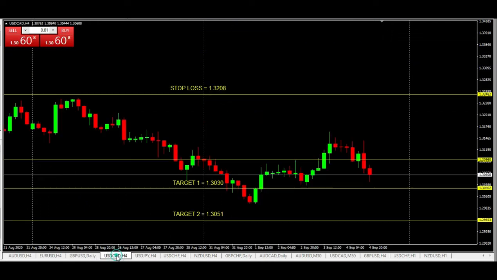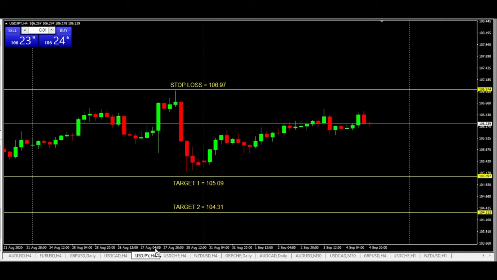Then we had the USD Canadian dollar, in which we got our first target, and then it went back up and then started coming back down. So next week hopefully we're going to get our target 2. Then we have the USD Japanese yen, where we were just about to get our target 1. Unfortunately, it didn't go that far, but then again a market reversed on the other side.